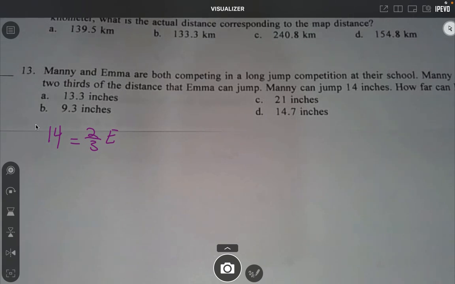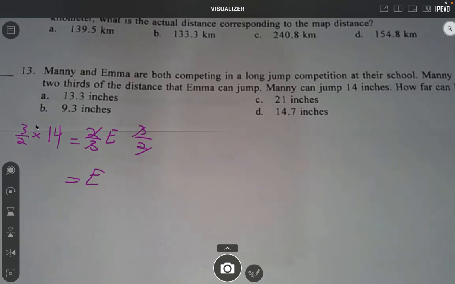Okay, anyway, so how would you solve for how far Emma can jump? What would you do? Multiply by what? How do you move a fraction? The reciprocal, you flip it. You would multiply by 3/2. So let's see how far Emma can jump. They may need to change their sport.